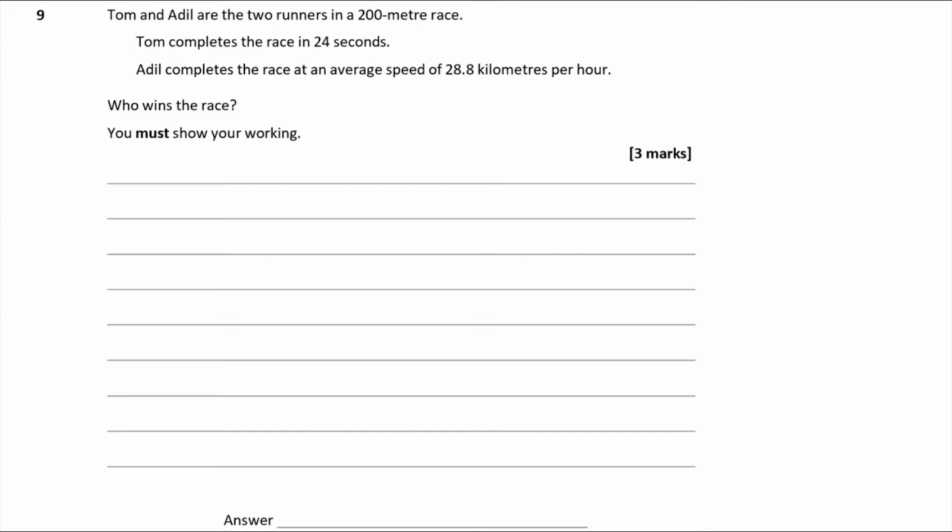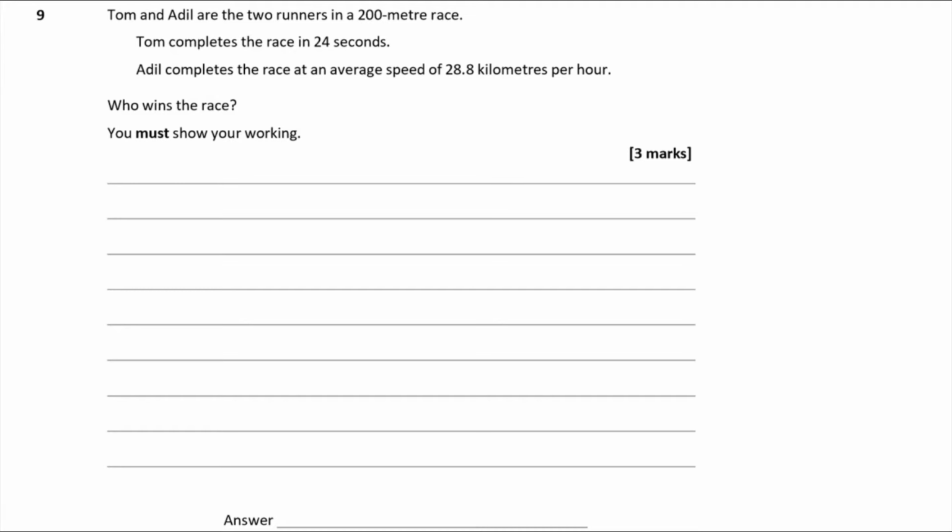Question 9. Tom and Adil are the two runners in a 200-meter race. Tom completes the race in 24 seconds. Adil completes the race at an average speed of 28.8 kilometers per hour. Who wins the race? You must show your working.